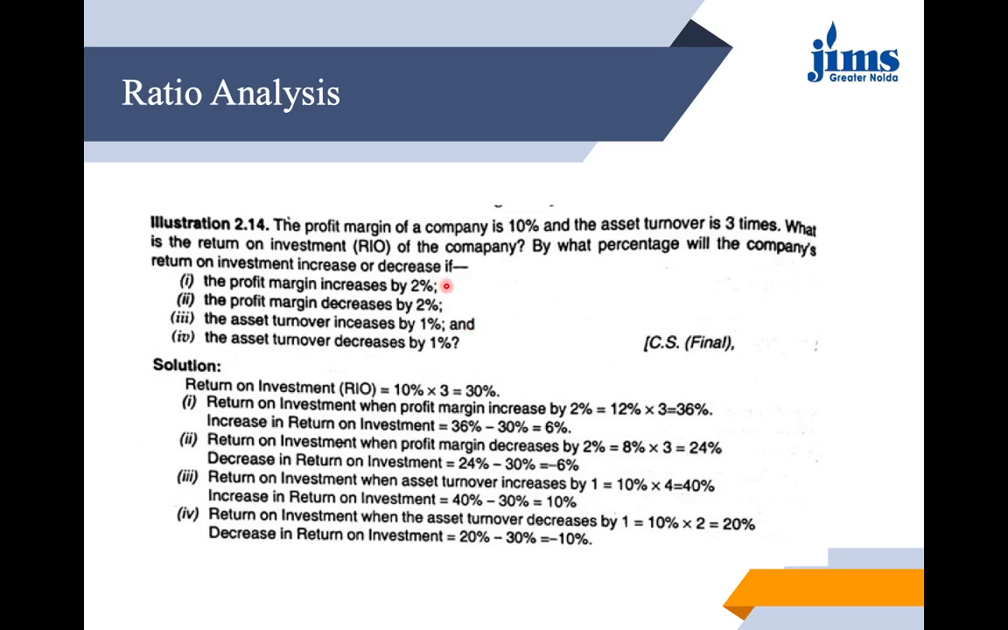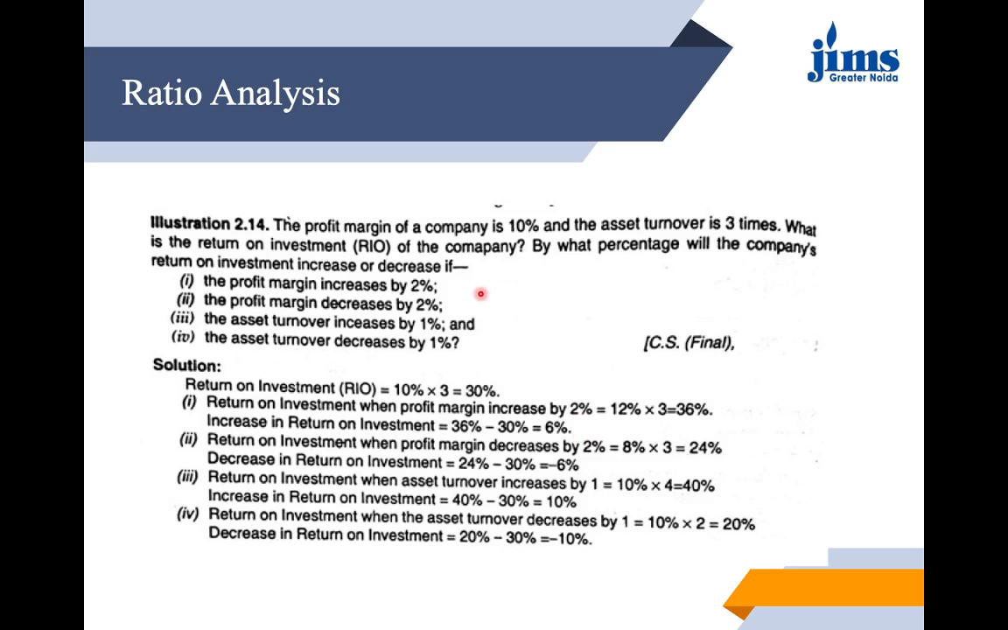But now they are asking us to increase the profit margin by 2%. So profit margin is 10%, we need to increase it by 2%, so it will become 12%. If you multiply it by 3, that is your assets turnover, the return on investment will come out as 36%. So it has also increased. If you are increasing the profit margin by 2%, you can see your return on investment is increasing by 6%. Same way, you can find out the difference and show it.